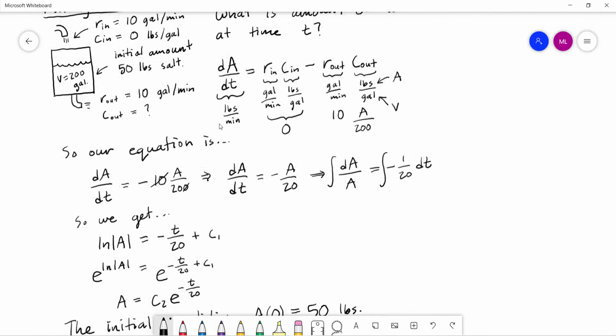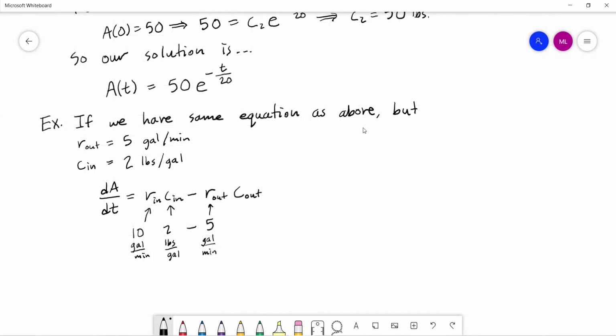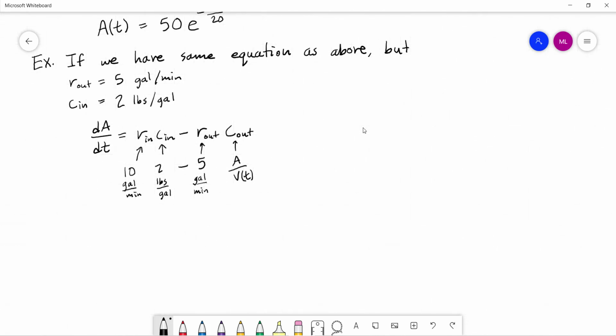It's going to be the amount divided by the volume of liquid in the tank, but the volume of liquid in the tank is no longer a constant. It's not going to just be 200 anymore. So this is still going to be A over V, but this V is now a function of time. So let's find V of T, and this has the same units of concentration, pounds per gallon. So let's have that be our first step.